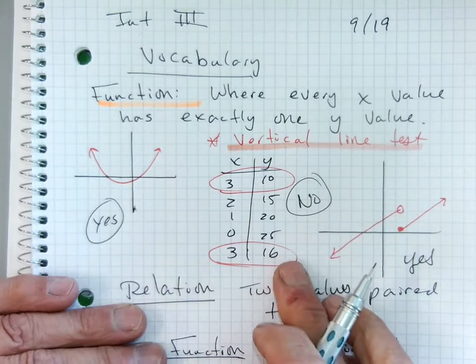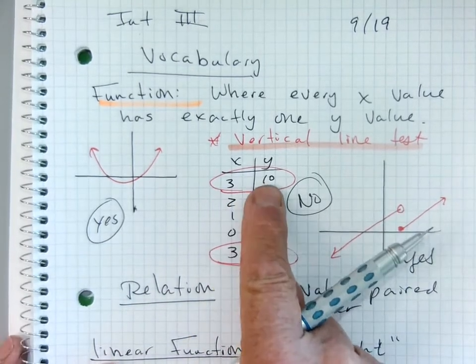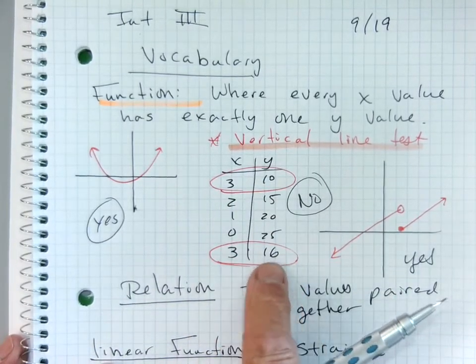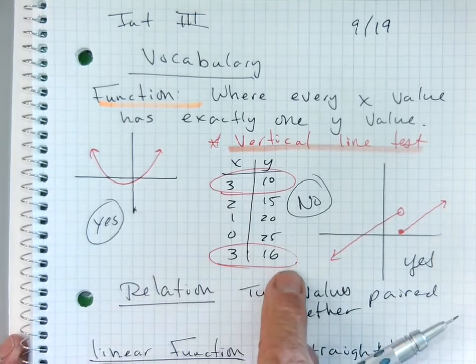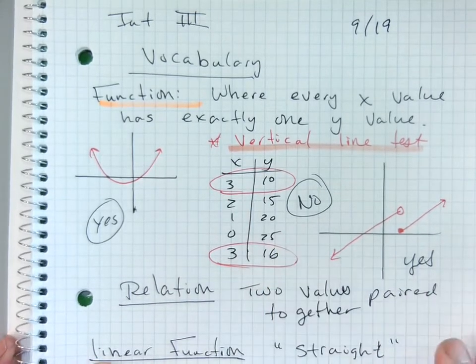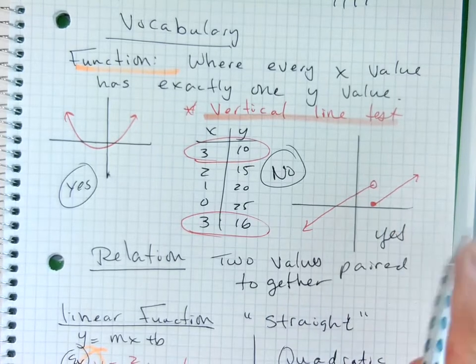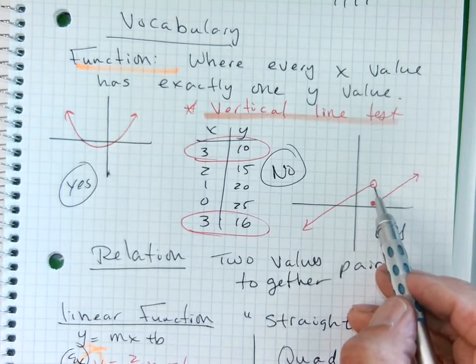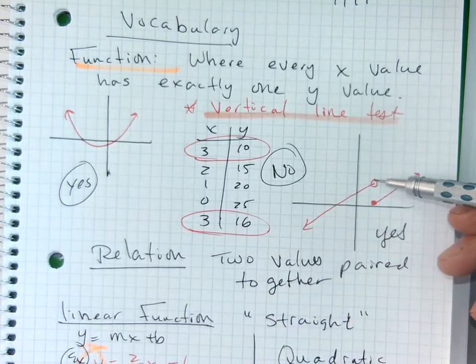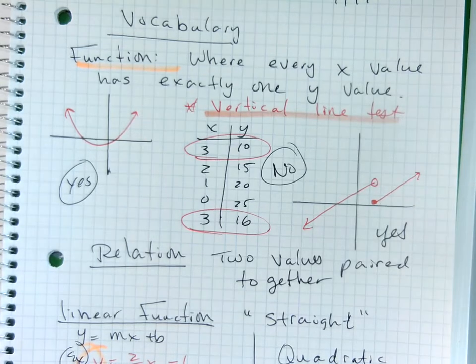Here's an example of something that's not. The number 3 is paired to 10, and the number 3 is paired to 16. This is an x value with two different y's, so this is not a function. This one looks like it might not be a function, but an open circle means that it doesn't contain that point, so the vertical line would pass through it, and yes, this is a function, okay?